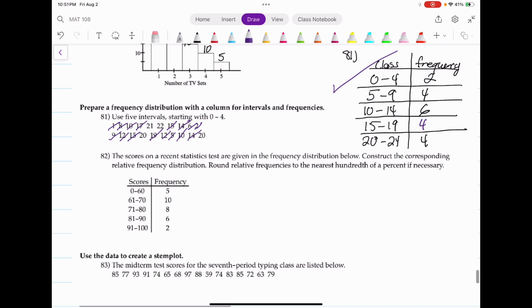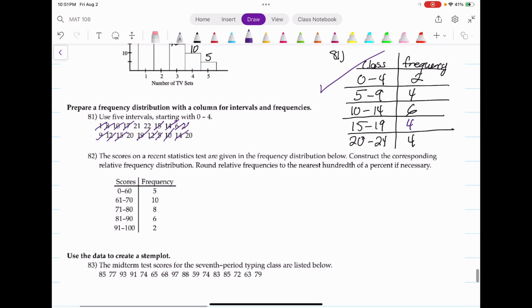All right, so 82. It says the scores on a recent statistics test are given in the frequency distribution below. Construct the corresponding relative frequency distribution. Round the relative frequencies to the nearest hundredths of a percent if necessary. So basically, we're going to turn those probabilities into percentages in the end.